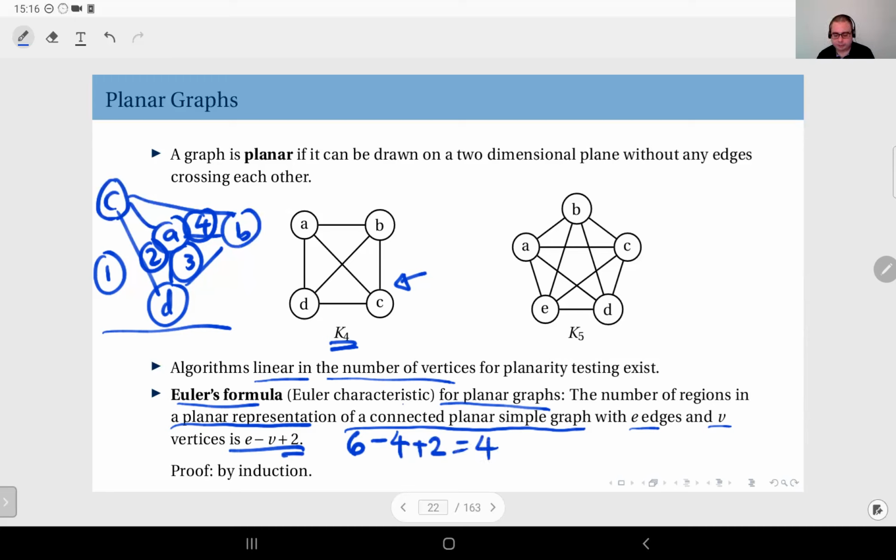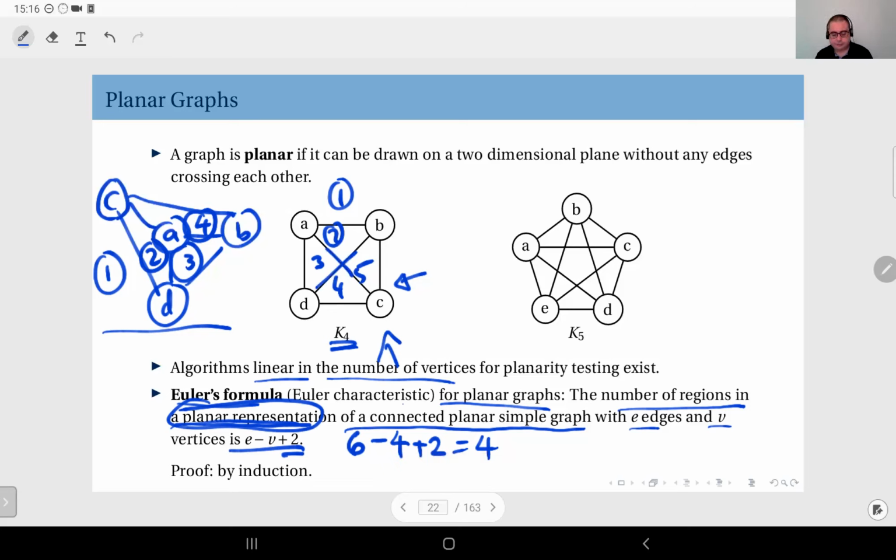Now, be careful about this. If you do it on this representation, 1, 2, 3, 4, 5. Why doesn't it work? Because you see, it's the number of regions in the planar representation. So you have to first draw it as a planar representation, so no edges cross like this, and then you count the regions.